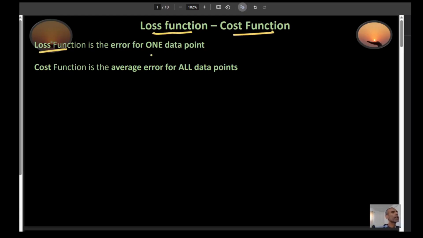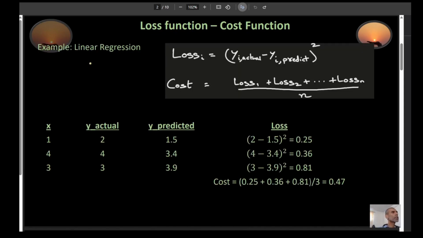A loss function is the error for one data point. That's it, just for one. A cost function, on the other hand, is the average error over every single data point, for all data points. Now let's understand this through a simple example.